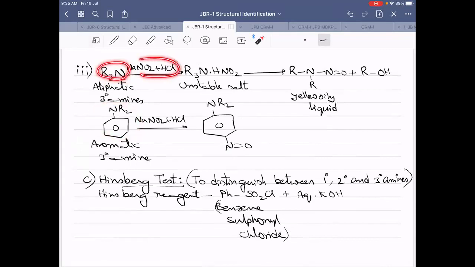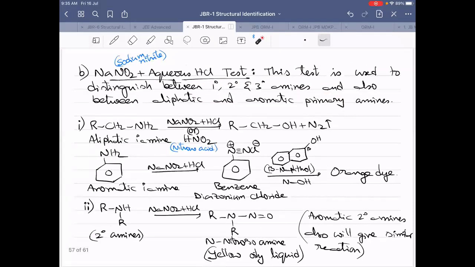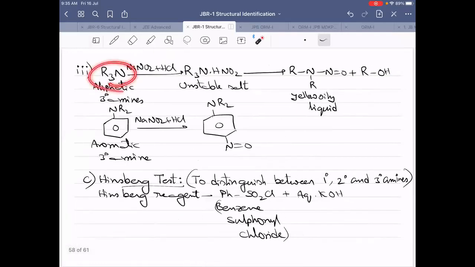Aliphatic tertiary amines with the reagent will form an unstable salt. After some time, it will be decomposing. Unstable means it cannot stay for more time. So it will decompose to give finally a yellow oily liquid. That means secondary amine is also forming a yellow oily liquid, and tertiary amine is also forming a yellow oily liquid.